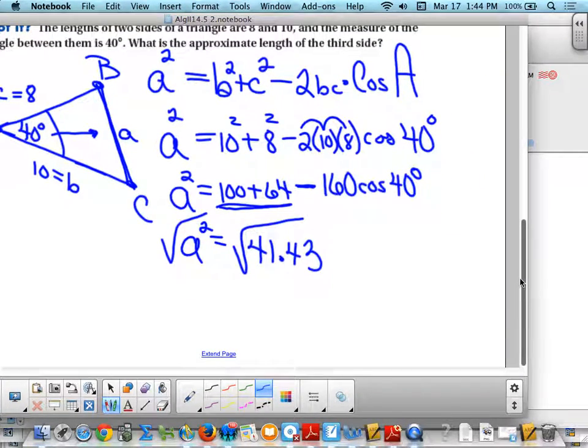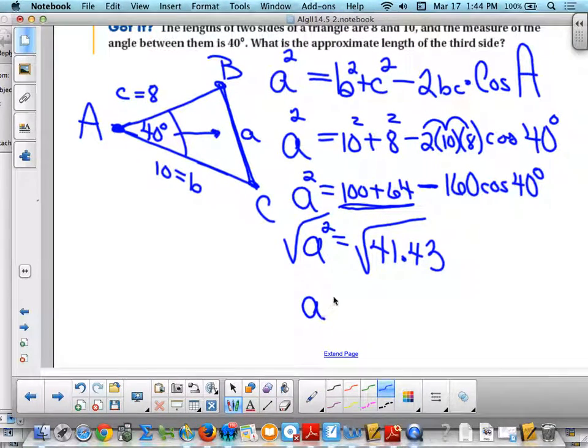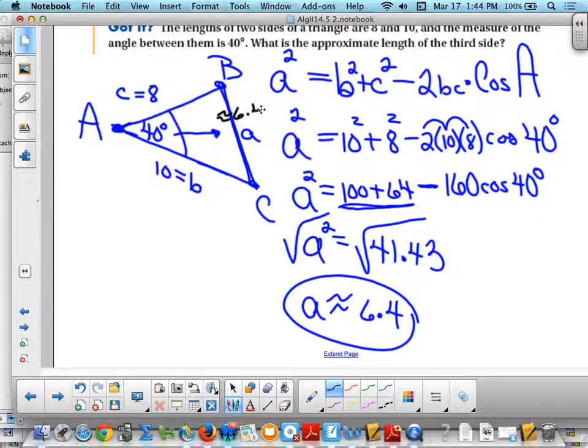6.4. Now, to me, I like to think about it: does that make sense? It does, because 41 didn't make sense. I hope you don't accept that, because some people do. Some people say the answer is 41.43, and this is only 8, and this is only 10. How can this be 41? It doesn't make sense. You forgot to take the square root. There it is.